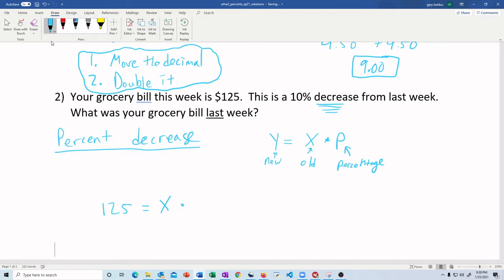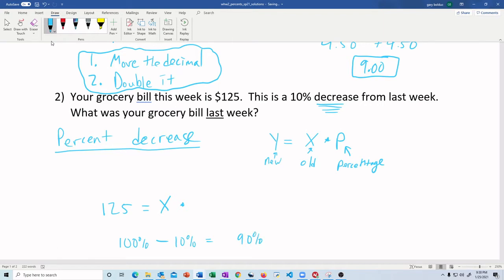Times, and then here's where we have to be sneaky. We've got to remember how to do this. Percent decrease. How do I figure out what goes for P? Remember what I do. 100% is where I'm not doing anything. I'm just at 125. It would be the same. But then I decrease 10%. That leaves me with 90%.